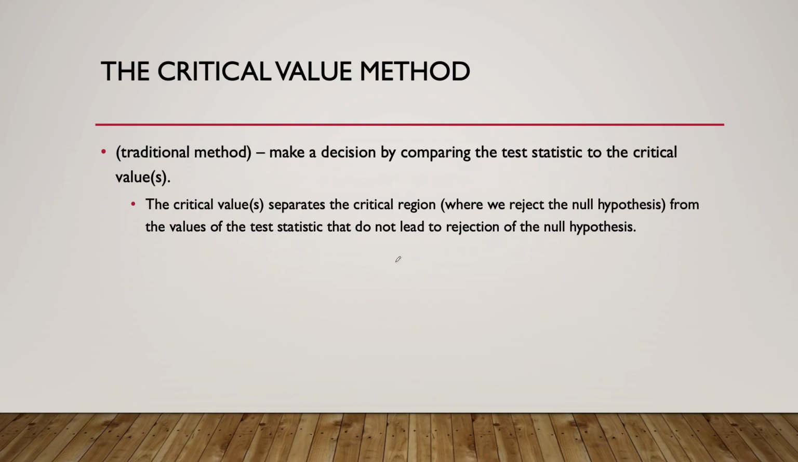The critical value method is a traditional method, and it makes a decision by comparing the test statistic to the critical values. The critical value or values separate the critical region, where we reject the null hypothesis, from the values of the test statistic that do not lead to rejection of the null hypothesis. Again, this way is typically better if you're doing it by hand. You can also use technology with it, but sometimes you might have to do a little digging around to get all the values that you need.